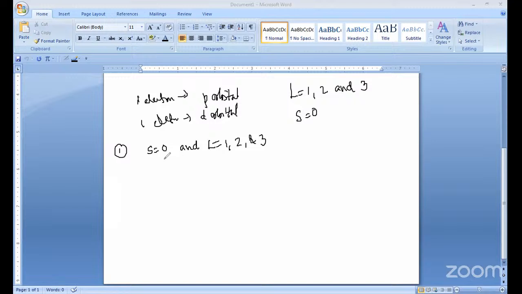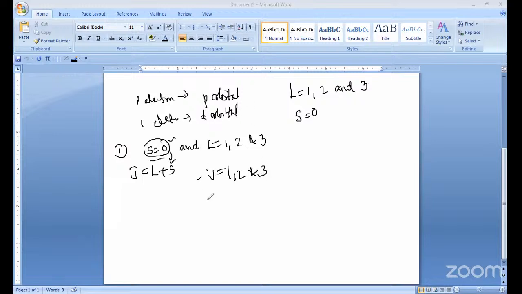As S equals 0, J just equals L, because J equals L plus S. Whatever the L value is, it is going to be taken here. That means J equals 1, 2, and 3. If you substitute S as 0, the J value you get is 1, 2, and 3.